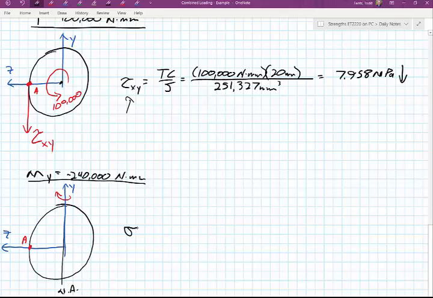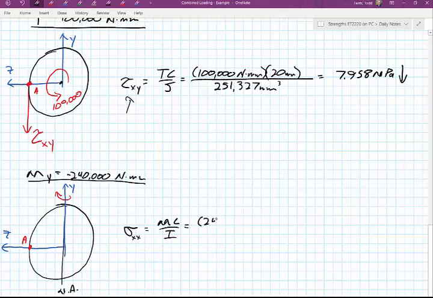So I have a sigma. My equation is sigma is equal to Mc over I. Subscript-wise, it's still on the x face and it's pushing into the page, meaning that x direction. So I have a sigma xx. I have Mc over I.